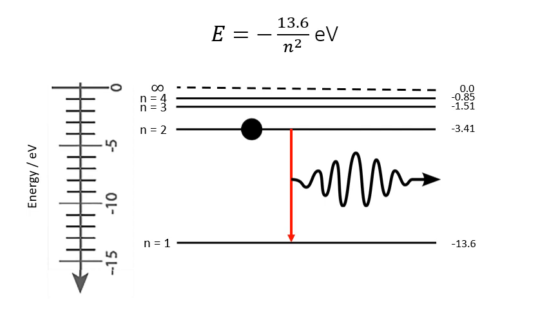So in transitioning from n equals 2 to n equals 1, our electron is going to fire out a photon, and of course that photon is going to have a very particular energy. It's going to have an energy given by the difference between those two energy levels. It's going to fire out a photon with an energy of 10.2 electron volts.